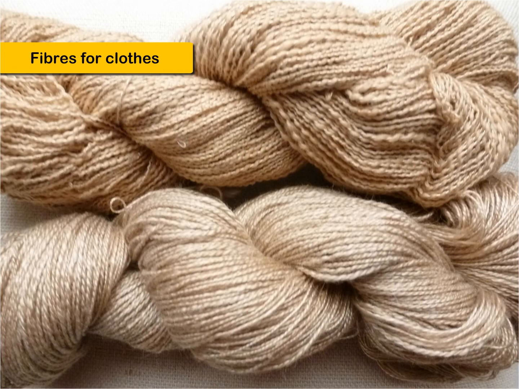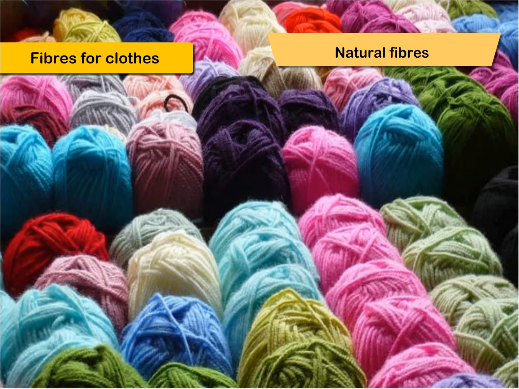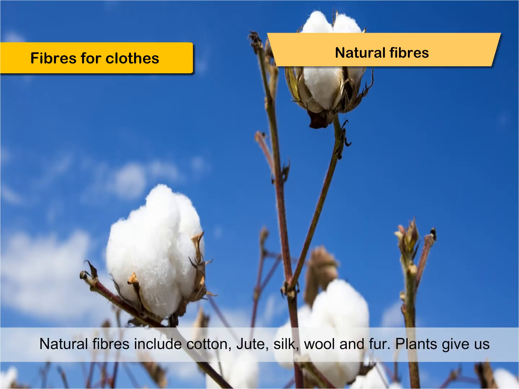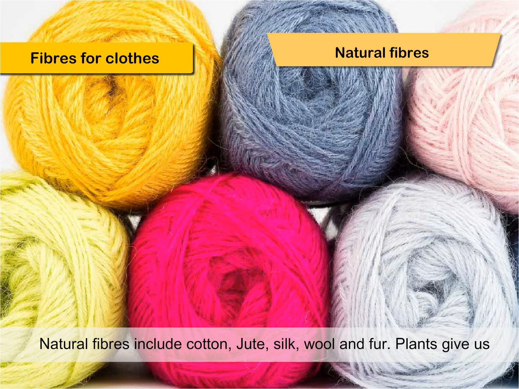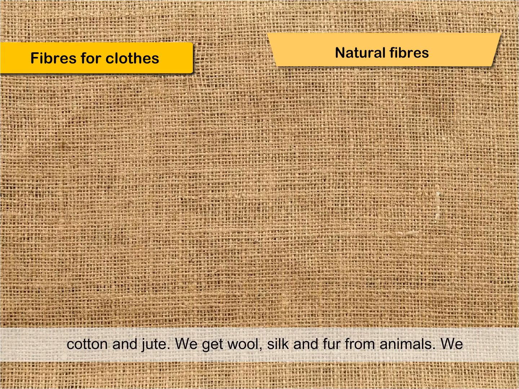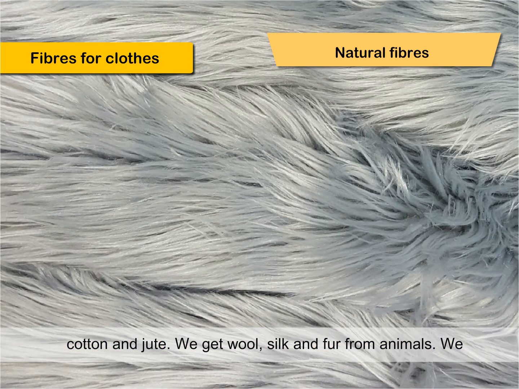Fibers for clothes. Clothes are made from natural and man-made or synthetic fibers. Natural fibers. We get natural fibers both from plants and animals. Natural fibers include cotton, jute, silk, wool, and fur. Plants give us cotton and jute. We get wool, silk, and fur from animals.